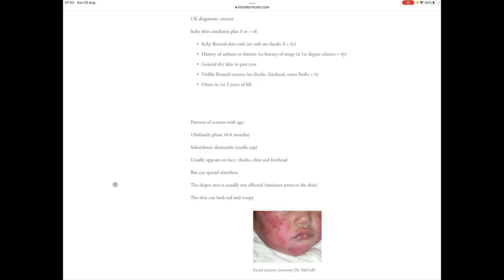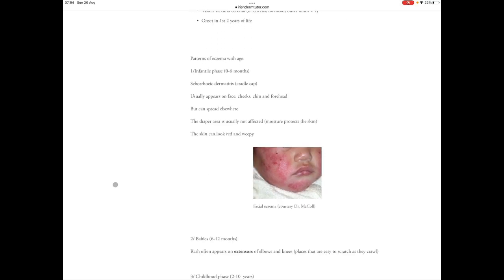So often the rash is in a flexural distribution, or it can be on the cheeks only if less than 4 years old. They often have a history of asthma or rhinitis, or a history of atopy in a first degree relative. They generally have dry skin over the past year. They often have visible flexural eczema, or eczema on the cheeks, forehead or outer limbs if less than 4 years old. And the onset of symptoms has usually been within the first 2 years of life.